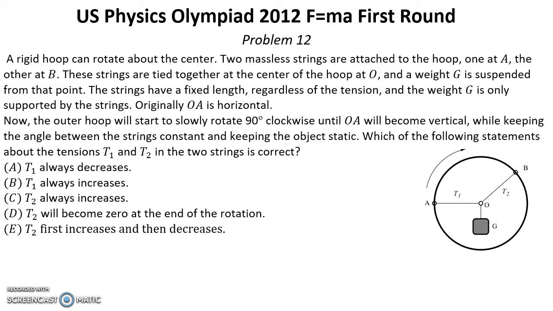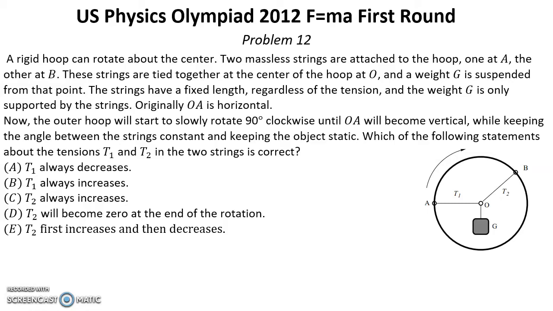These strings are tied together at the center of the hoop at O, and the weight G is suspended from that point. The strings have a fixed length regardless of the tension, and the weight G is only supported by the strings. Originally OA is horizontal.